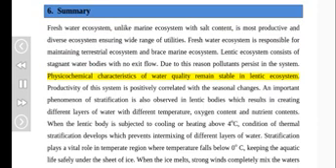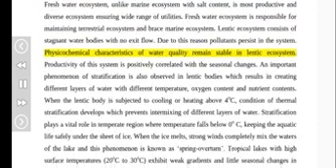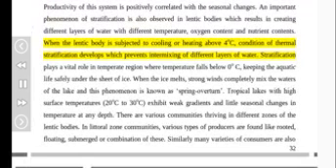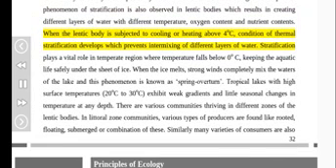Physiochemical characteristics of water quality remain stable in lentic ecosystem. Productivity of this system is positively correlated with the seasonal changes. An important phenomenon of stratification is also observed in lentic bodies which results in creating different layers of water with different temperature, oxygen content and nutrient contents. When the lentic body is subjected to cooling or heating above 4 C, condition of thermal stratification develops which prevents intermixing of different layers of water.